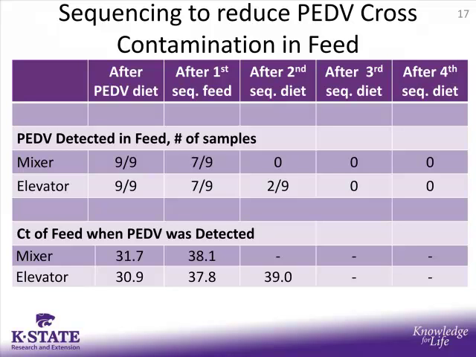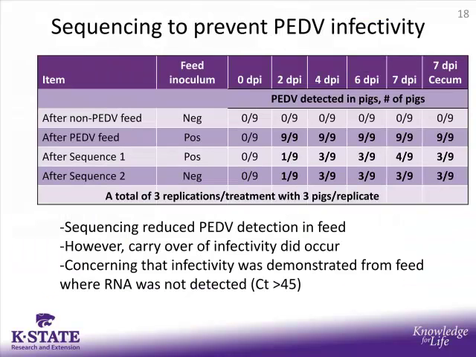Of importance right here, when we went to bioassay, we chose to use the samples collected here from the mixer. And so we also only did the bioassay from the PED diet and the 1st and the 2nd sequence diet thus far. It's important to keep in remembrance specifically this point right here as we go to the next slide, where we show the number of pigs that actually develop PED infectivity during the bioassay.